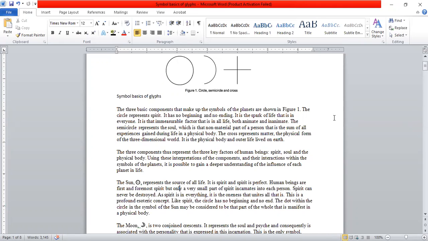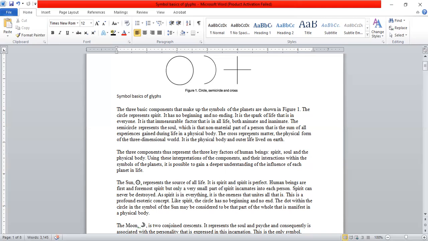The semicircle represents the soul, which is the non-material part of a person. That is the sum of all the experiences gained during life in a physical body. Now, these two things might be worth some meditation and contemplation, the difference between spirit and your soul. The soul is individual, right? Again, there's a lot here, so I would encourage you to go over this part again.